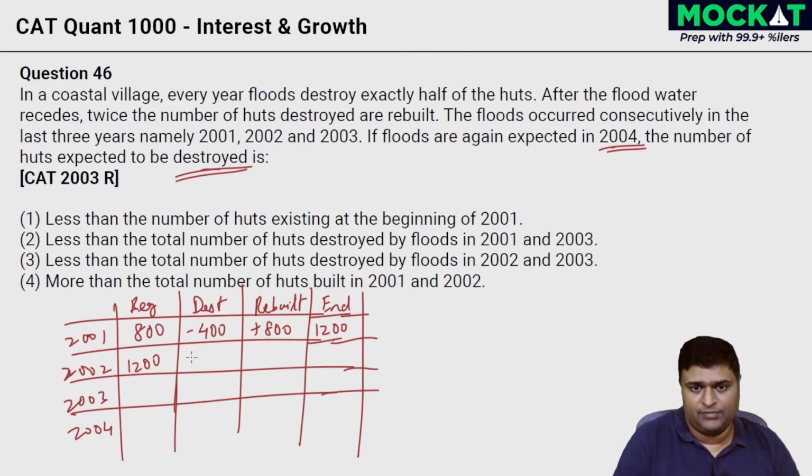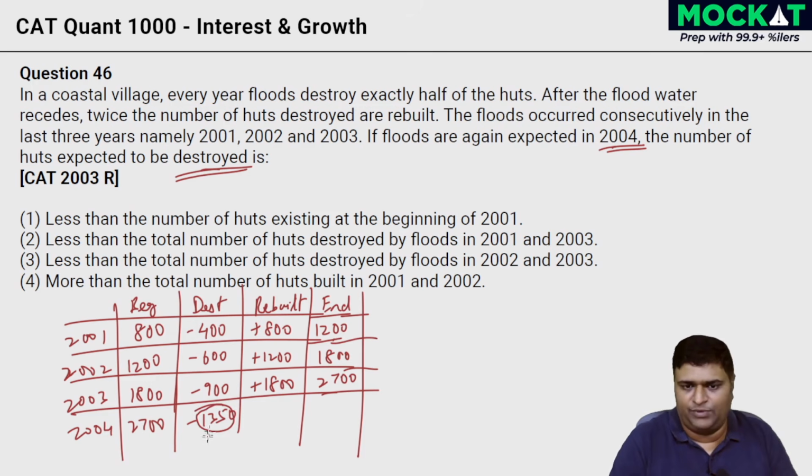This process is continuing. Half are destroyed. Twice of this are rebuilt. 1200 plus 600, 1800 over here. 1800 we had to begin with, and then minus half of that, and then twice of this is rebuilt, and then we have 1800 plus 900, which comes to 2700. 2700 to begin with, and then a minus half of this, 1350. I think we stop over here because the number of huts expected to be destroyed in 2004 is this number 1350. I put a minus over there, but it is going to be just 1350.